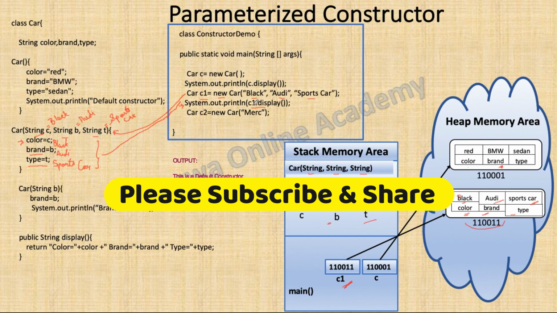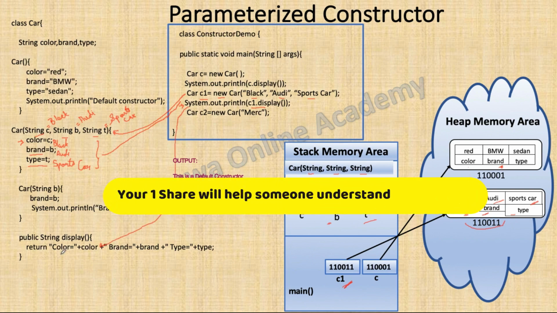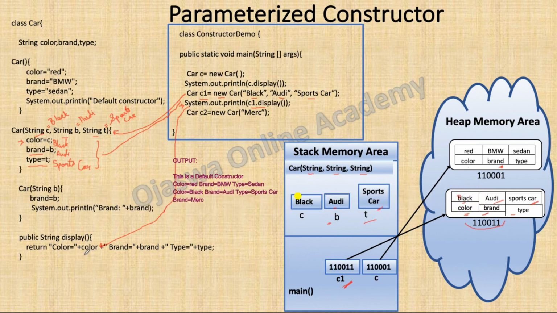So we are again calling the display method on object C1. From here, control of the program will go to the display method. Hence, data of object C1 is written back. So it invokes the value of color is black, the value of brand is audi, and instance variable type will invoke its value, that is sports car. And this whole string is written back to the println method.